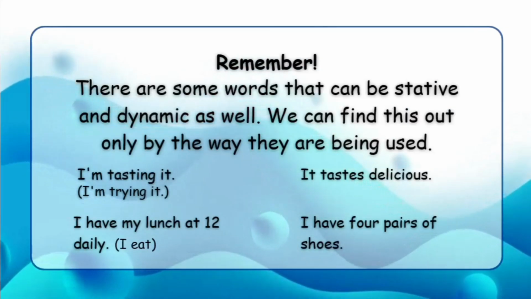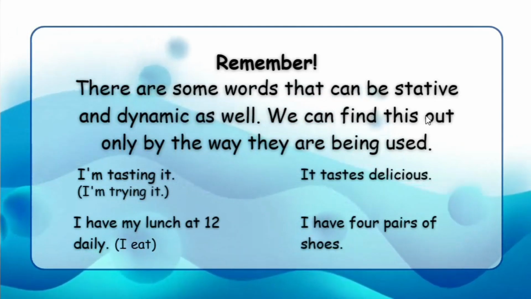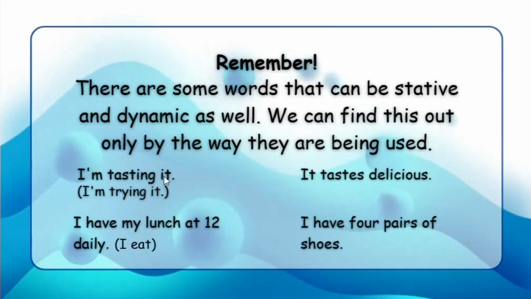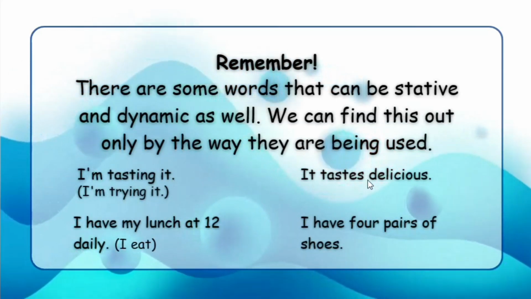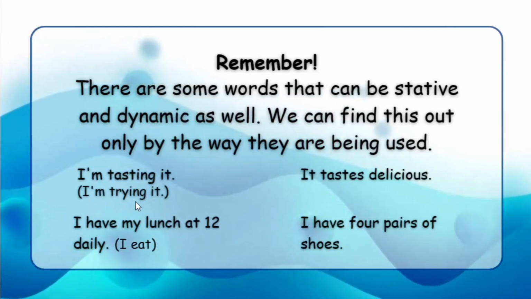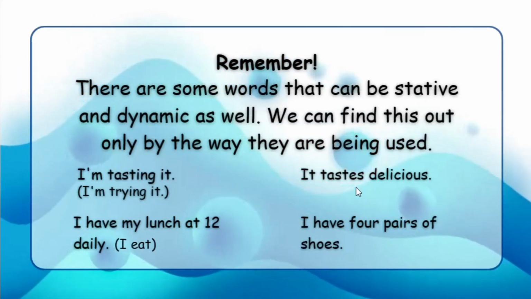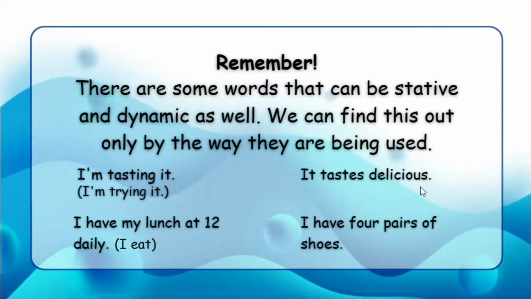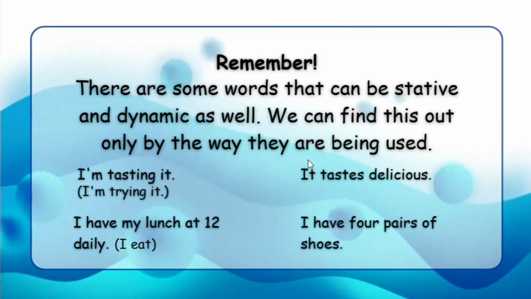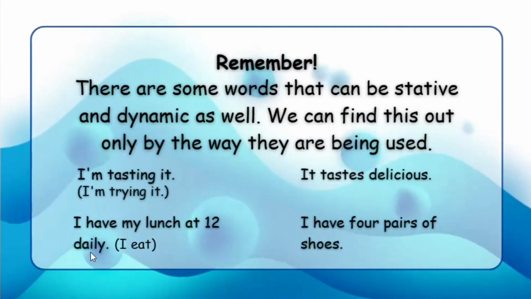Now remember one thing, that there are some words that can be stative and dynamic as well. We can find this out only by the way they are being used. For example, I'm tasting it or it tastes delicious. When I say I'm tasting it, it means that I'm trying it. And when I say it tastes delicious, it means that I'm talking about how I feel. And again, because delicious is an adjective and this taste is linking the subject it to delicious, it is a linking verb.